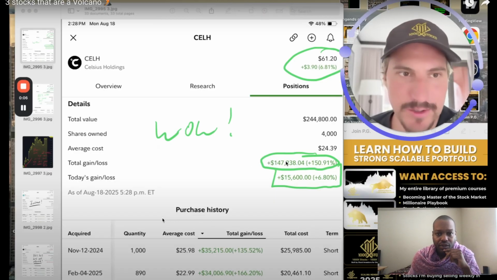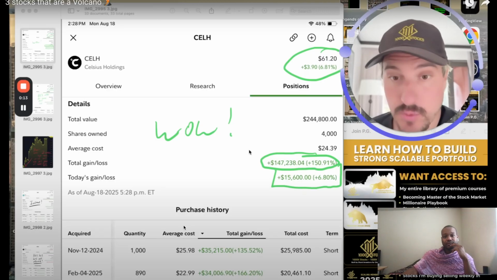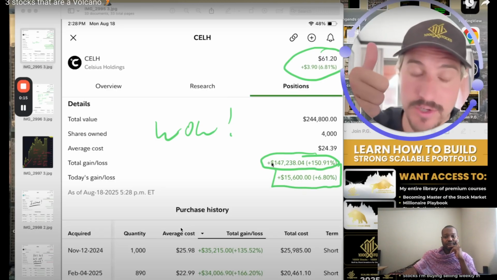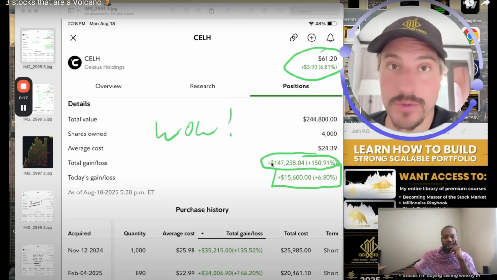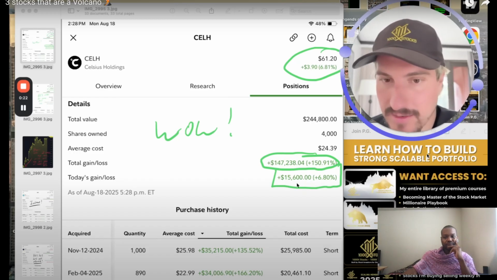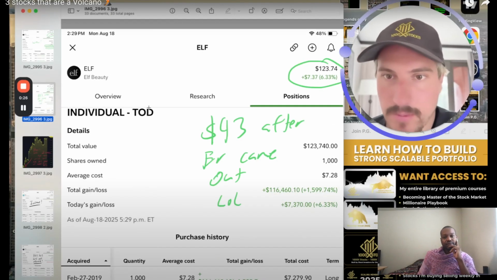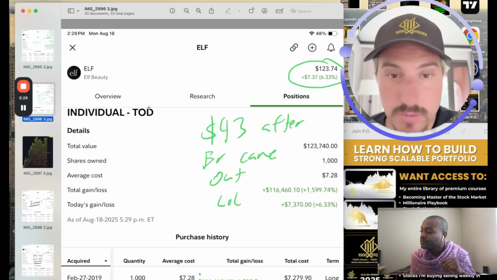Insane moves here. Celsius Holdings. Look at this one here today. Closed over $60 a share, now up 150% on this one, up $147,000. Congratulations, anyone out there who holds Celsius Holdings. This stock is unbelievable. Up almost another 7% here today, up $15,000. Wow. You're looking at ELF. Continues to make another huge move, another 6% plus move here today.